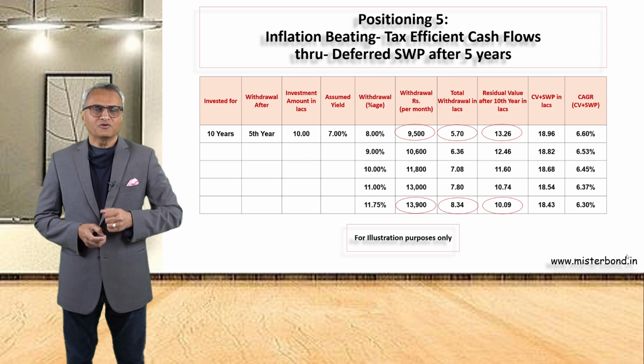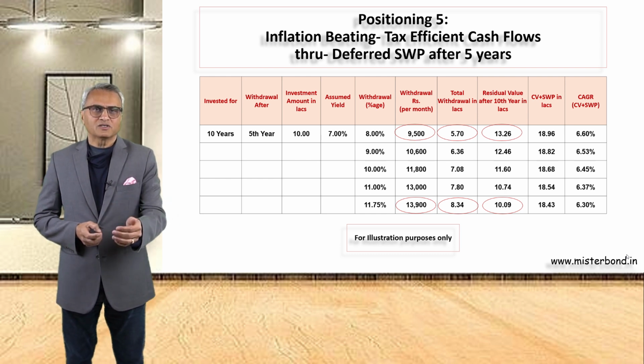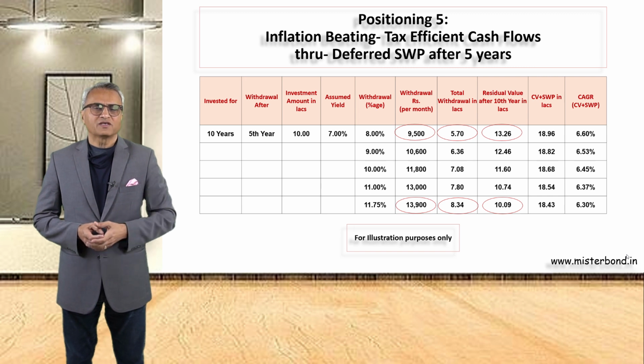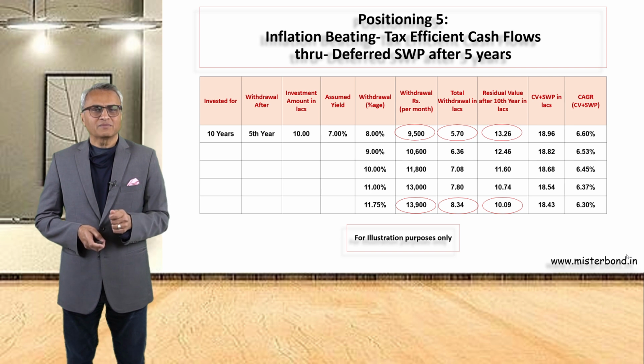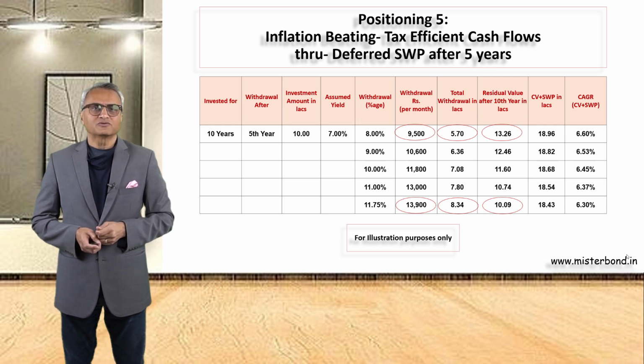It's a very powerful tool. Create an inbuilt cushion to start with, defer your withdrawals after 3rd year, 4th year, 5th year based on the cash flow requirements of your investors, and this can become a very great tool for the investors to generate regular cash flow, and as you can see, it can be inflation beating cash flows also.